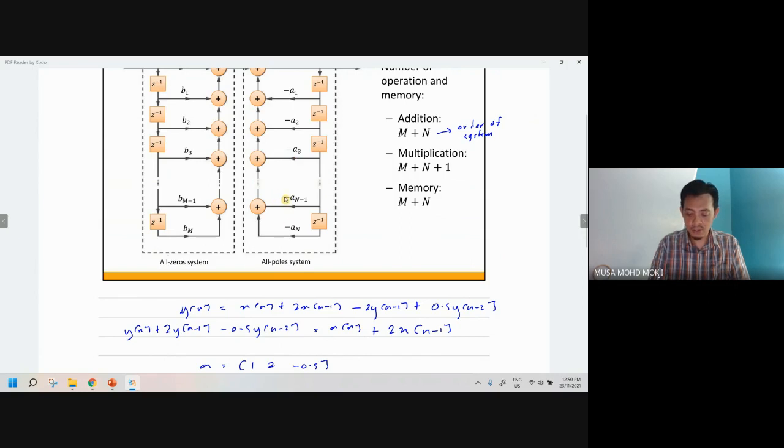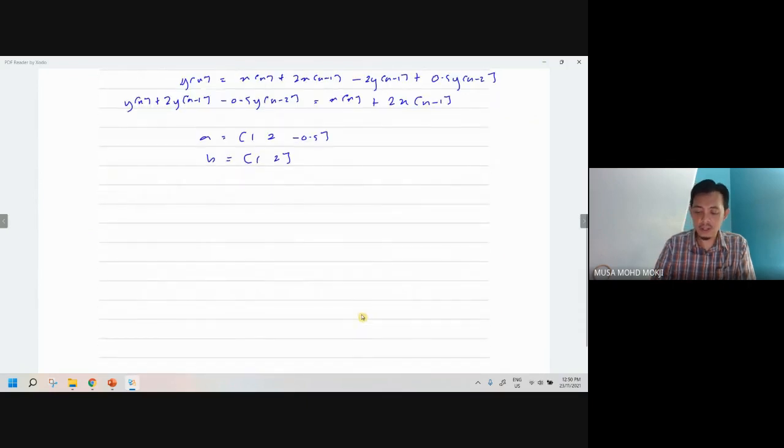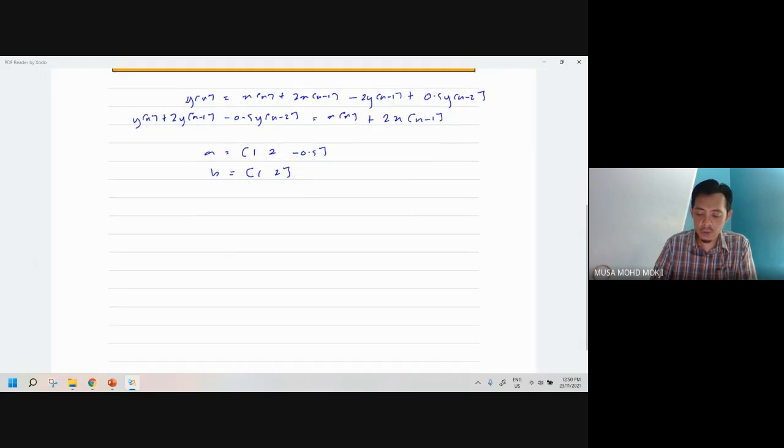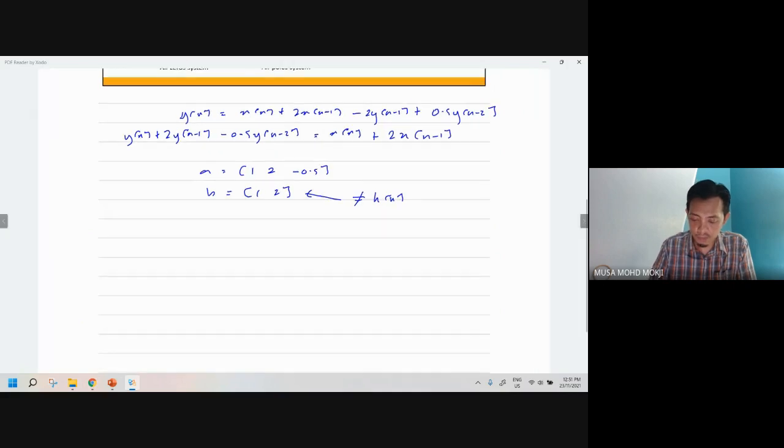Okay, so you need to remember that you have a minus here. Because this is just a direct form, it is quite easy to do. And this B is not your Hn. This is not equal to Hn, because now this is IIR. If this is FIR, yes, B is equal to Hn. But in this case, no. So this is not Hn. So be careful on that one.